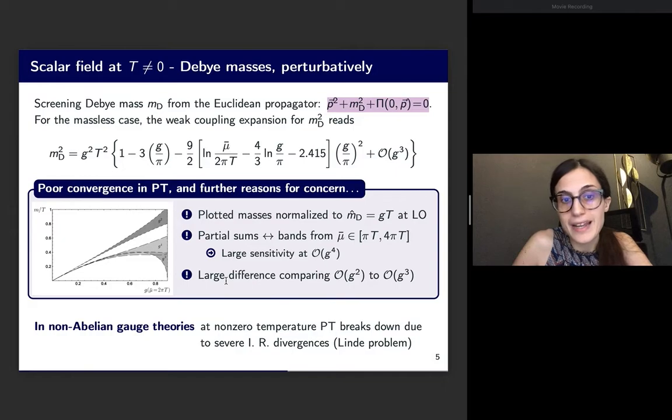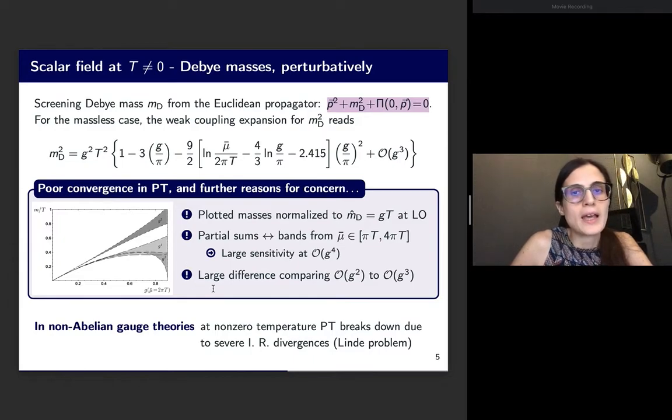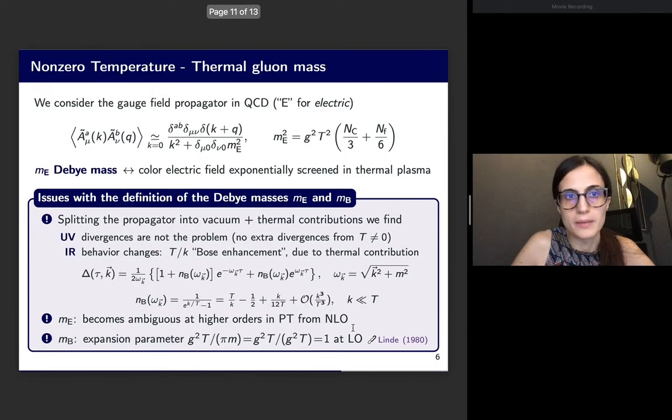And on top of that, there are large differences comparing the g square to the g to the power of 3, and therefore this is not a reliable estimation at that point. And that's the bad news. If you move from scalar fields to non-abelian gauge theories, it only gets worse, in the sense that we can see, and we will see it in the next two slides, that at non-zero temperature, perturbation theory breaks down in this case, in particular due to severe infrared divergences, which come from the so-called Linde problem.